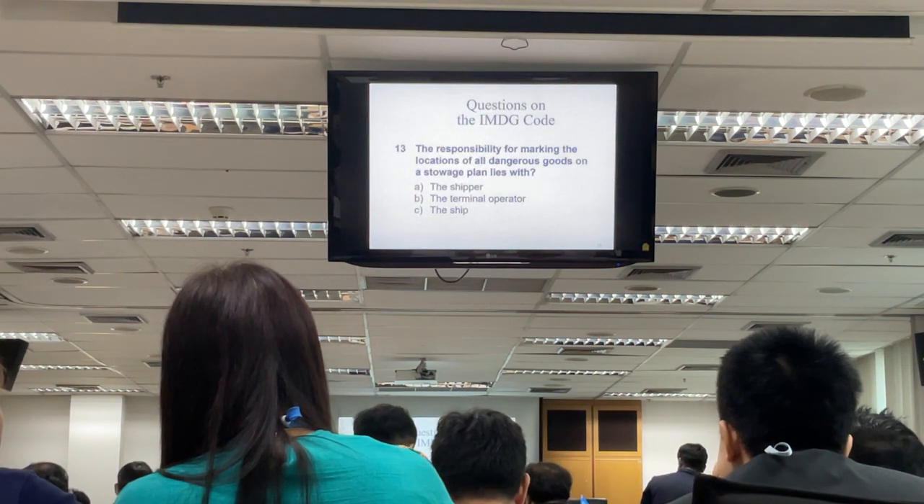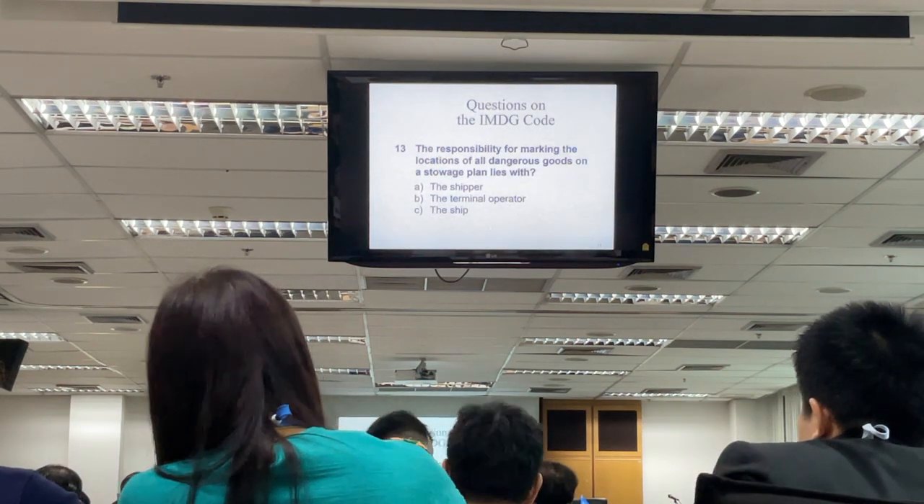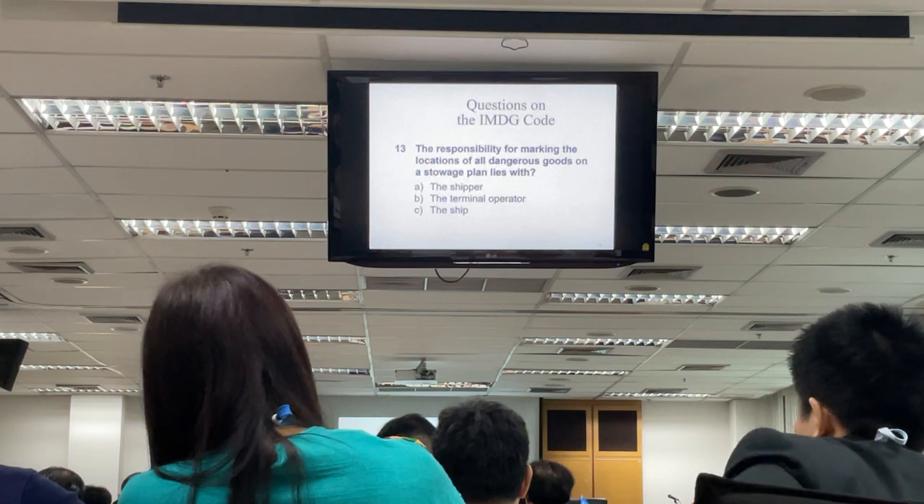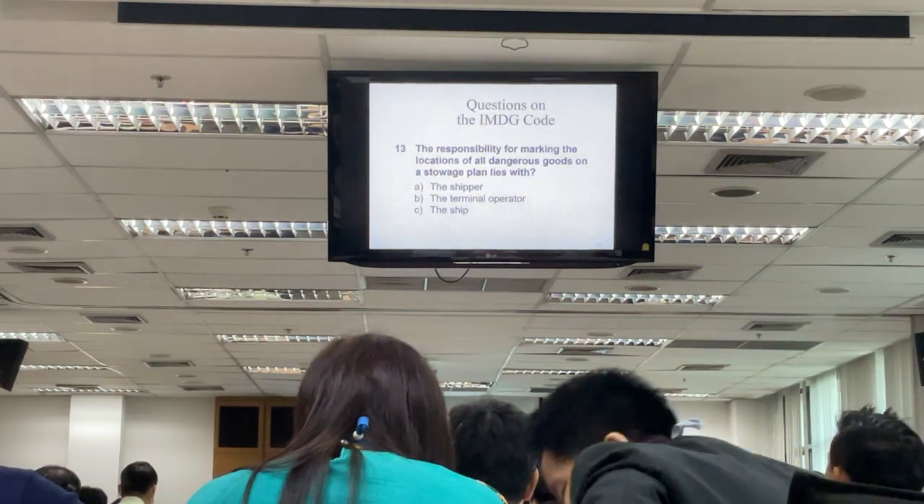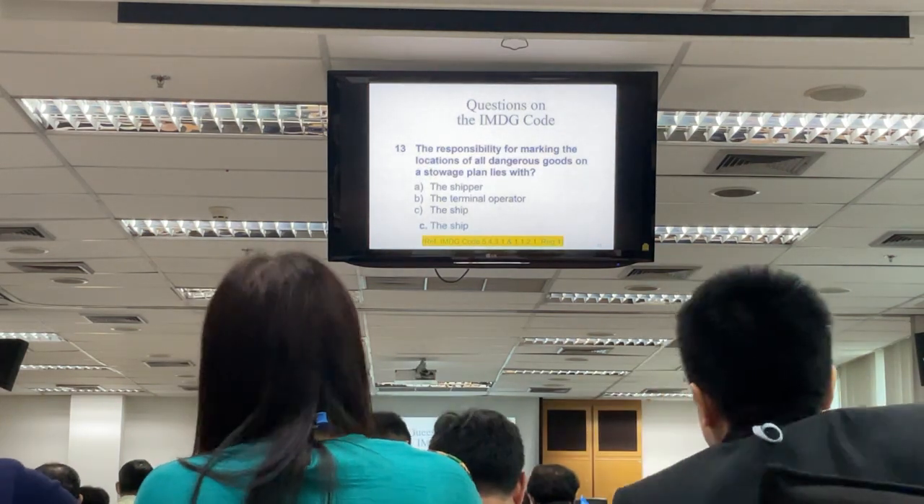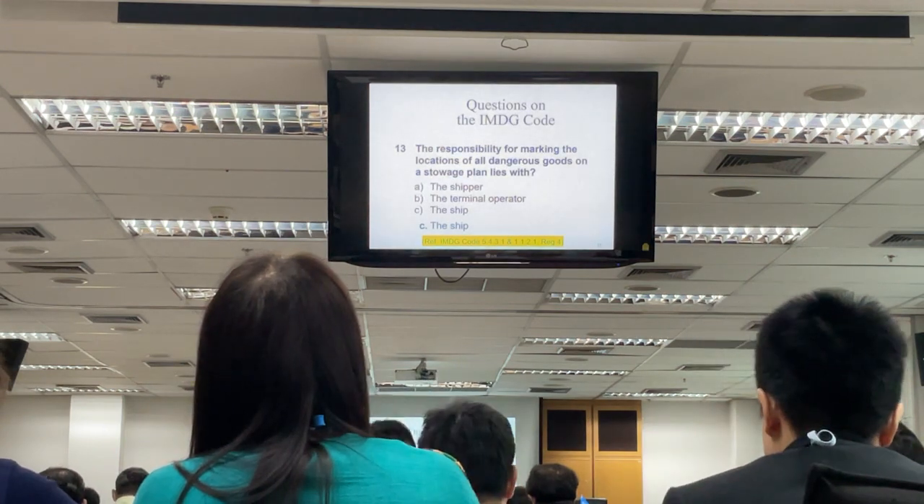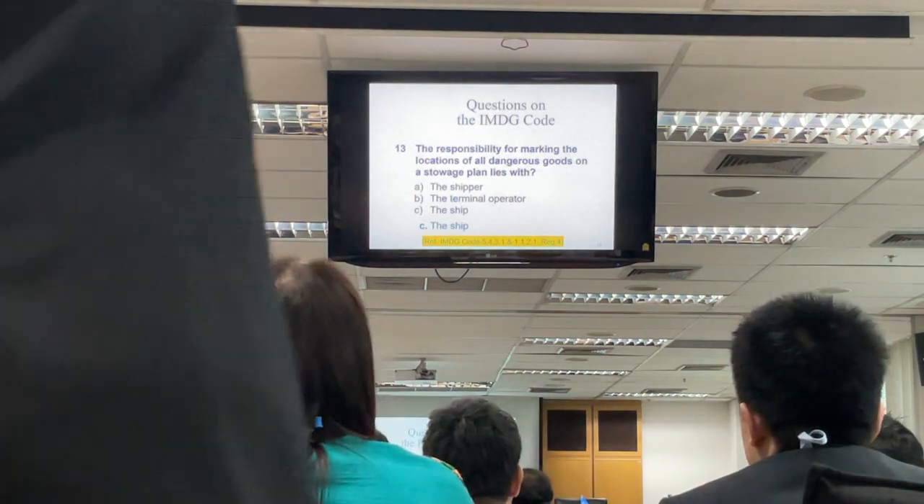13. The responsibility for marking the locations of all dangerous goods on a stowage plan lies with the shipper, the terminal operator, the ship. Yeah, it's the ship, correct. The reference, just have a note if you need to. The reference you can find in the IMDG code subsection 5.4.3.1 and 1.1.2.1, regulation 4 in SOLAS.